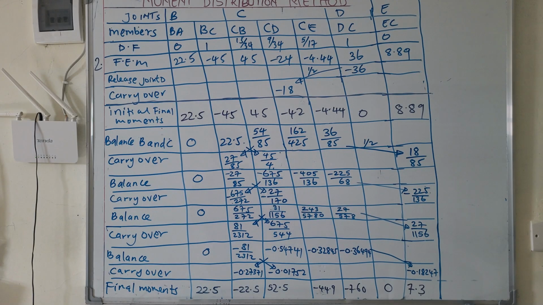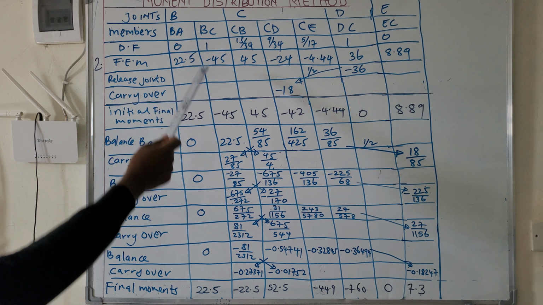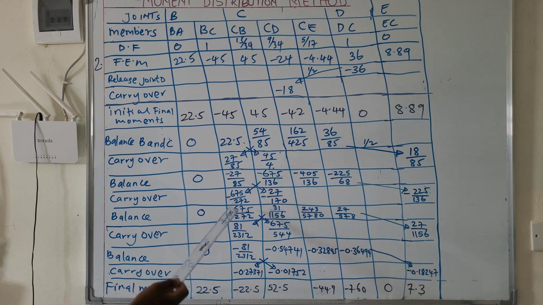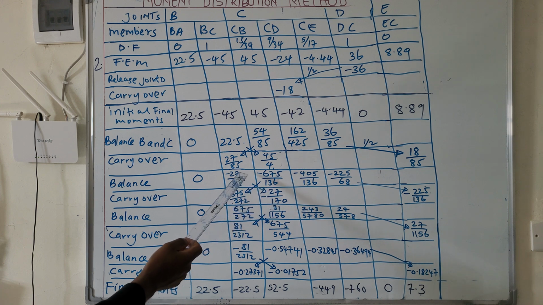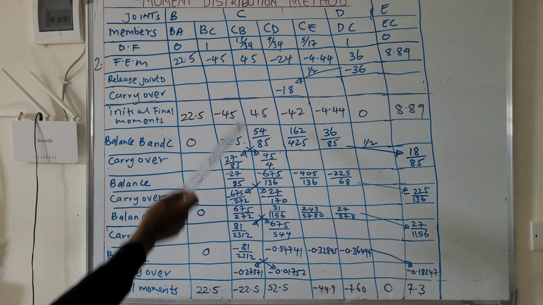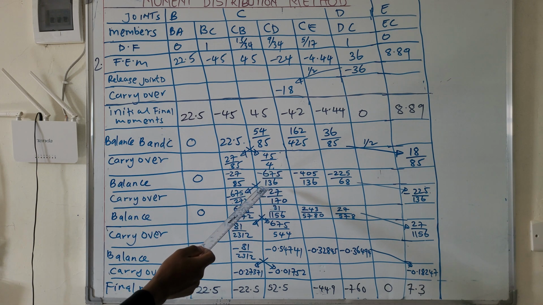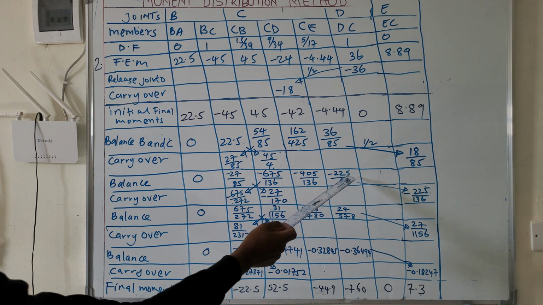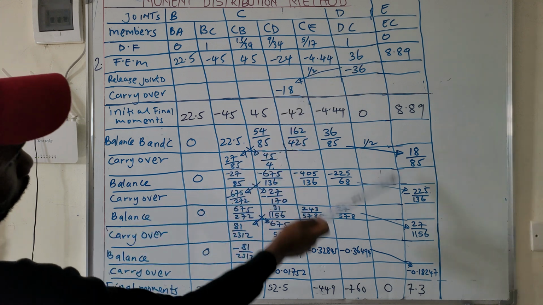Yeah, like that. After every balancing, what follows is carrying over. So we will carry over again a half of this value to the opposite members. For example, we come to BC, we have negative 27 over 85. A half of this is 27 over 170. So we carry it to the opposite member, which is CB. Half of this to the opposite member, which is BC. This is the value. Again, half of this to the opposite member, which is EC.